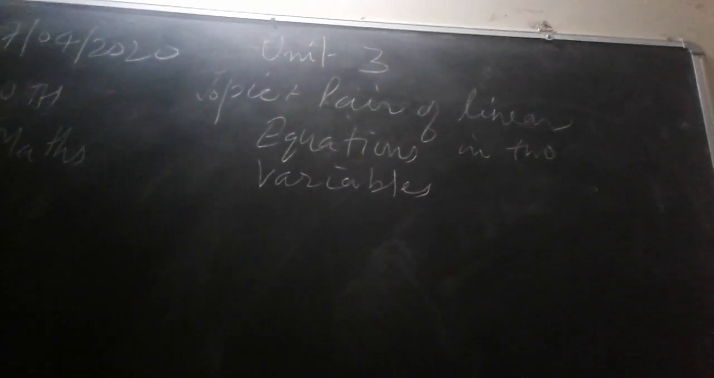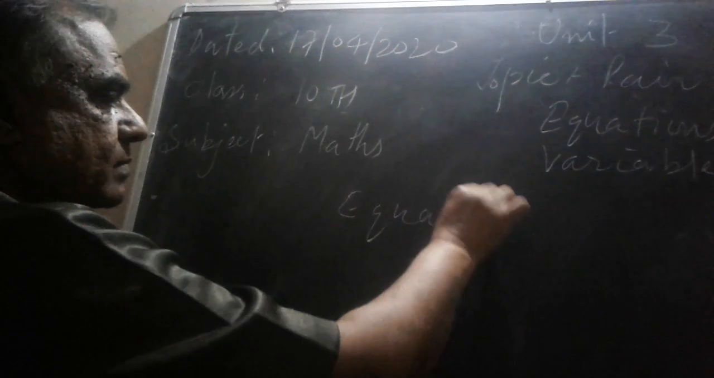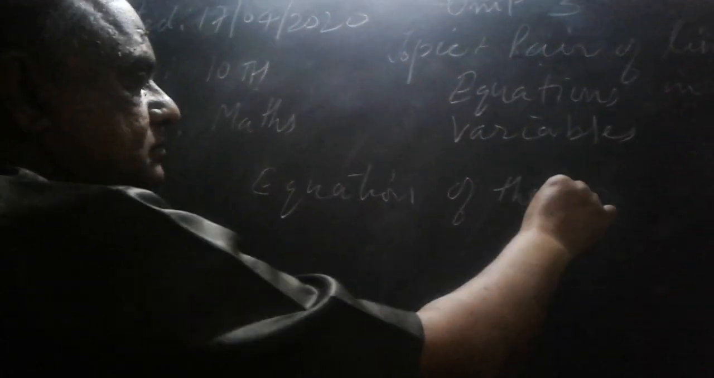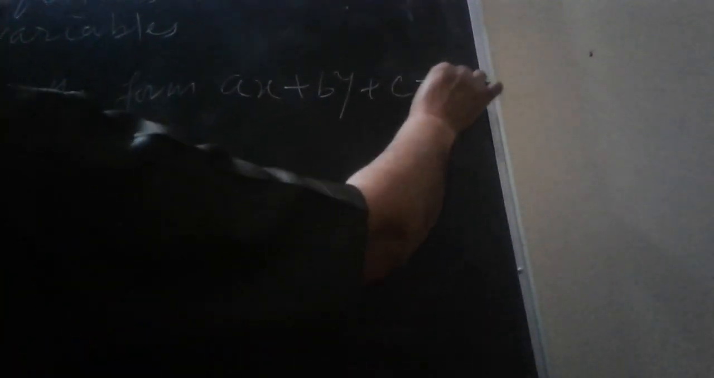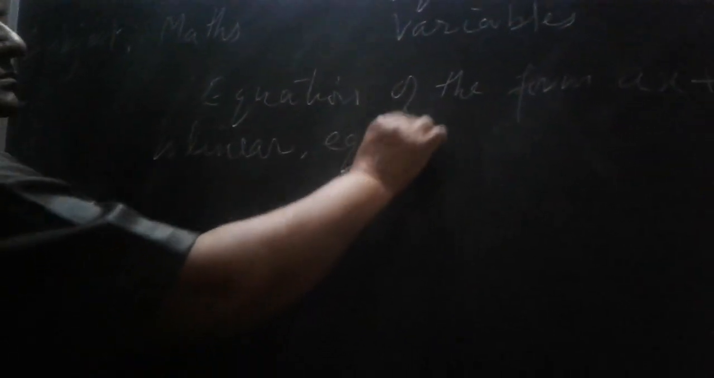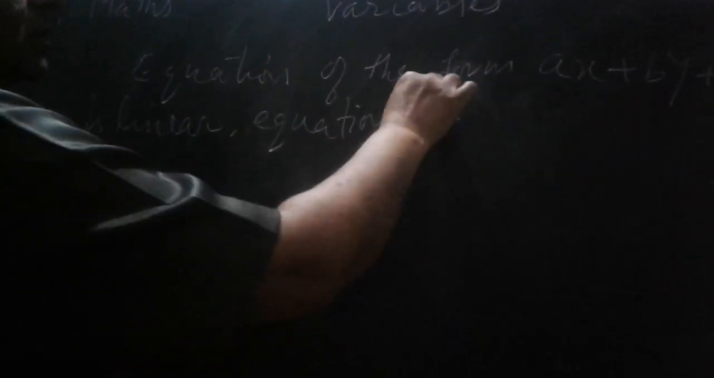Now we are starting a new chapter, pair of linear equations in two variables. Regarding linear equations in two variables, we discussed in class 9 that an equation of the form ax plus by plus c equals 0 is a linear equation in two variables.